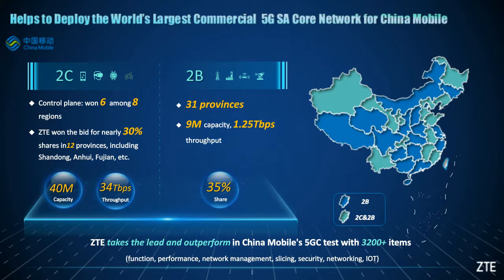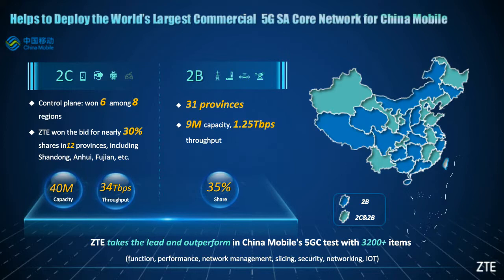ZTE takes almost 35% market share of the whole country. You can see from the map, in some provinces we got the 2B tender, and in the light blue ones we have both 2C and 2B 5GC as well. They are both standalone and on a unified cloud platform.